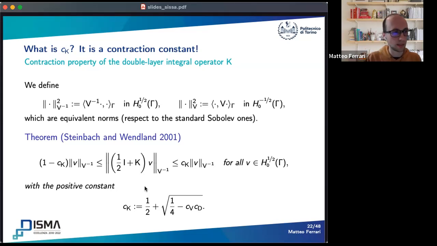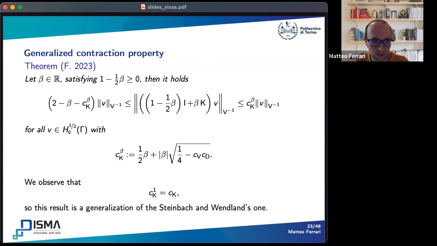This is the CK in the results by Steinbach and Wendland, because this is a very important tool in the proof. And the first step going to a generalized version of the results by Steinbach and Wendland with the general beta was a generalized contraction property depending on beta. And this is exactly the result that one can obtain. If beta is a constant satisfying this inequality, then this new shifted operator, depending now on beta, is again a contraction in the same space with the same V minus one norm, with a contraction constant that now depends on beta. When beta is equal one, this is exactly the Steinbach and Wendland one.